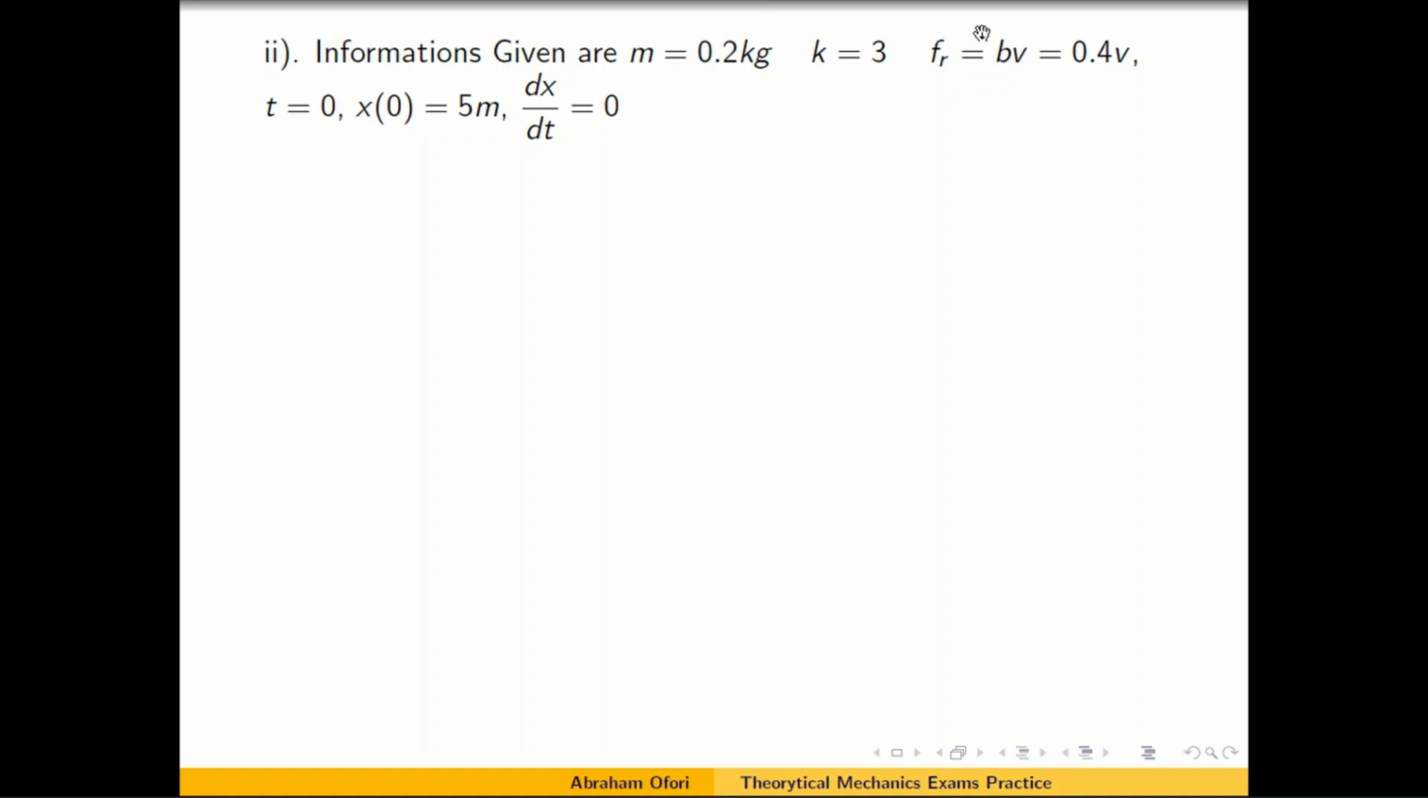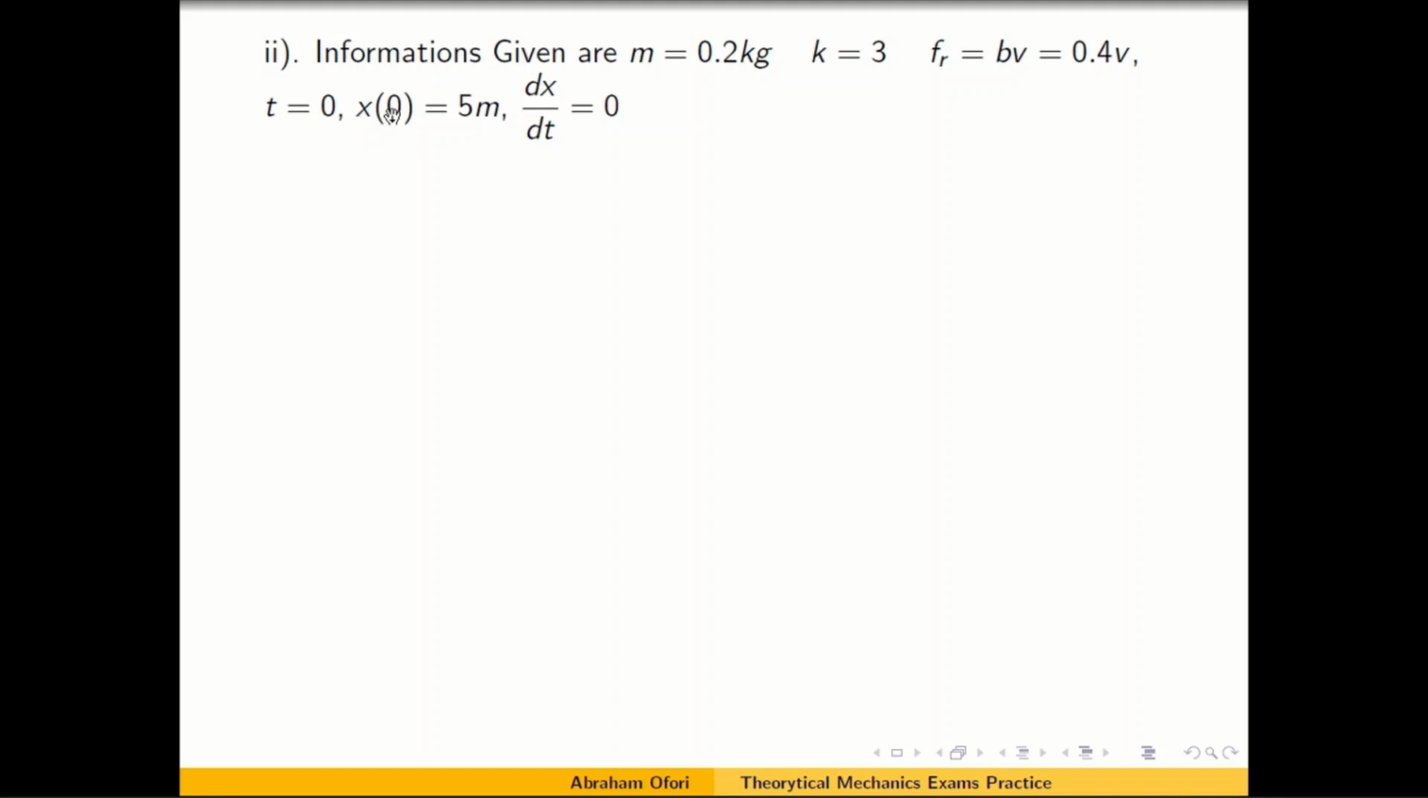These informations are from the questions. The question gave us m = 0.2 kilogram, k to be 3, and b to be 0.4 v. But the second statement gave us time t equals 0, and x of 0 at the relaxed position. No one has moved, so the time was 0.